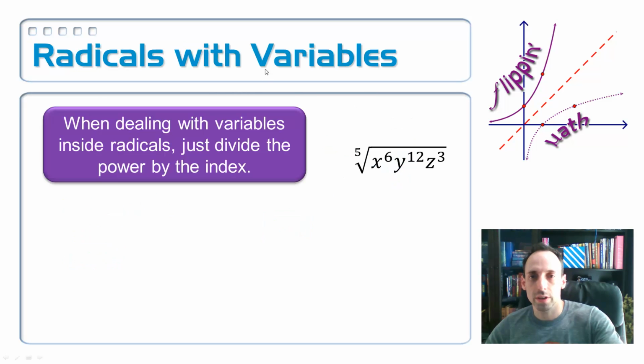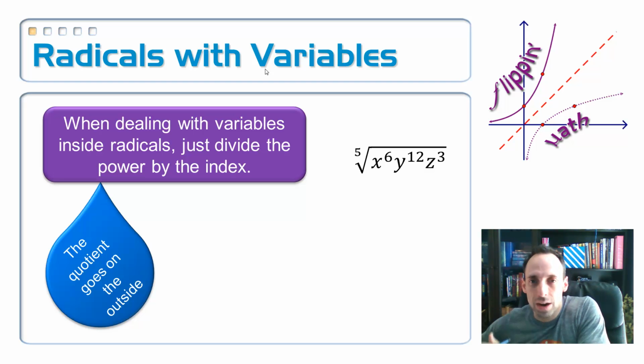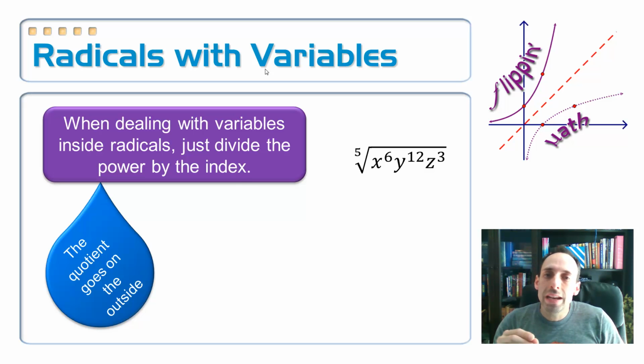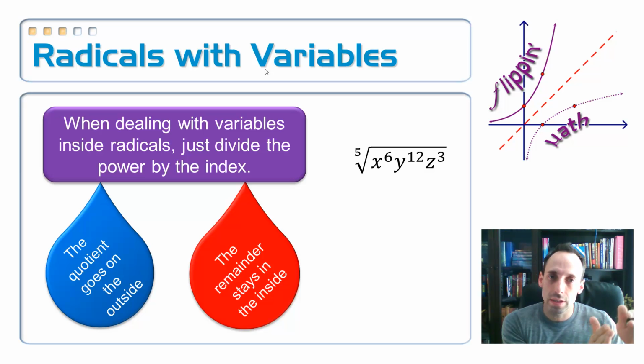So that's what this next slide will say here. When dealing with variables inside the radicals, just divide the power that's on the inside by the index, the little number that's on the outside of the root. Okay? So there's two little things that go along with that. The first one is the quotient of that power. That's what's going to get to come out. It gets to come out of the radical, but the remainder, whatever is left over after you divide, that power has to stay on the inside.